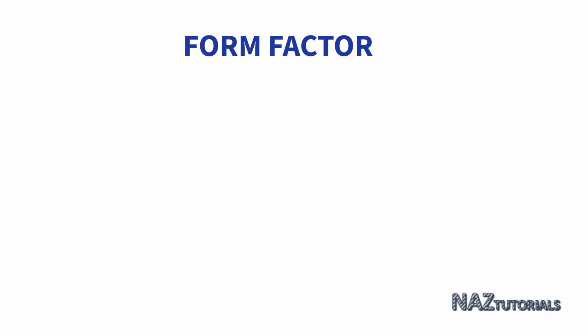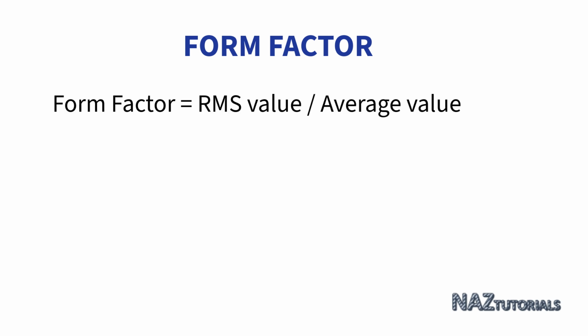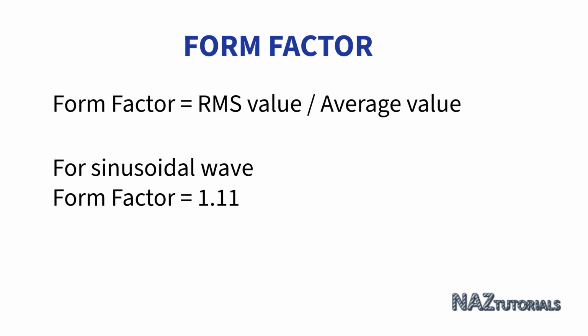First, we understand form factor. Form factor is the RMS value divided by the average value. For a sinusoidal wave, the form factor is 1.11, and if you analyze it, the RMS value is 1.11 times the average value.